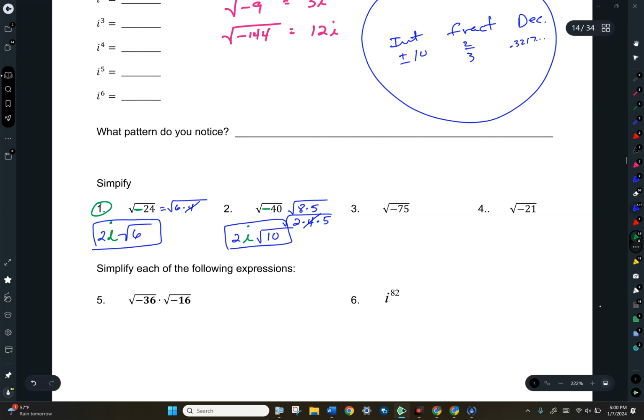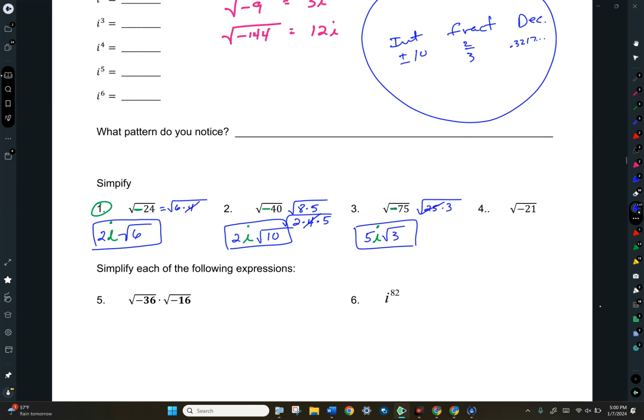So let's go one more. If I simplify the square root of negative 75, well, because of the negative, I'm going to bring out an i. And then to simplify the square root of 75, let's think of that as 25 times 3. So hopefully you notice there's a square root of 25. That's just going to be 5. 3 is not a nice, neat square root, so it stays under. And there's my simplified answer.